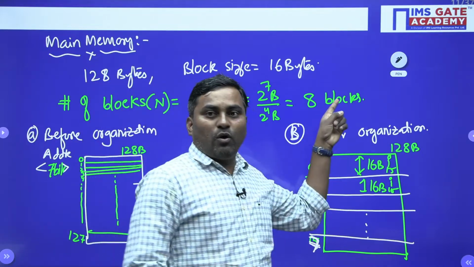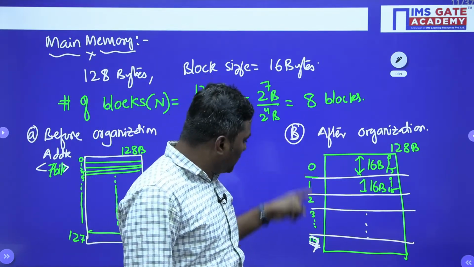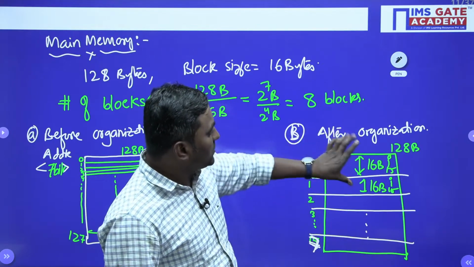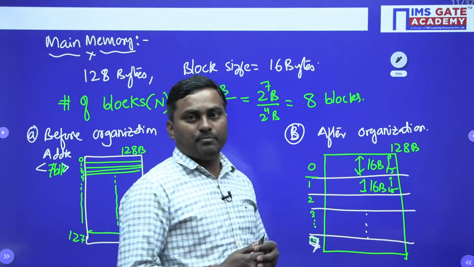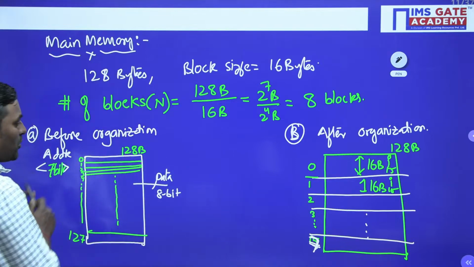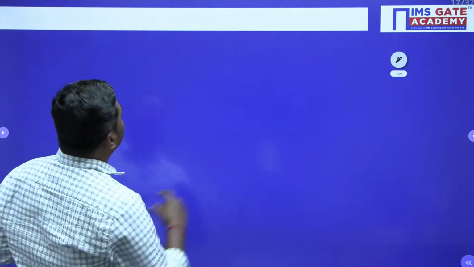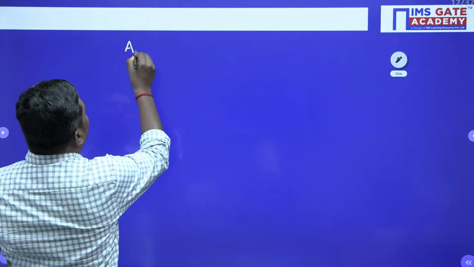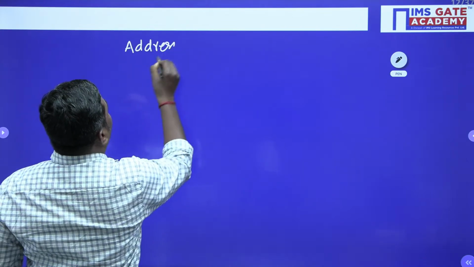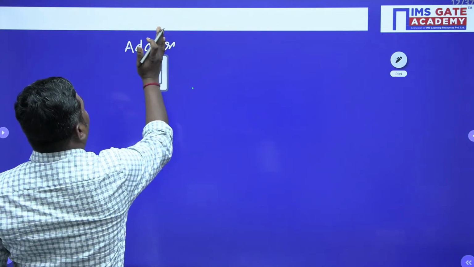The total 8 blocks are numbered from 0 to 7, and the block size is 16 bytes. This is after organization. Now see, address bits, how many bits are required? 7. Here also address bits are 7 only.